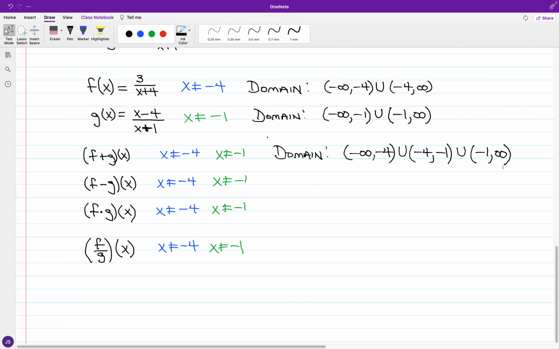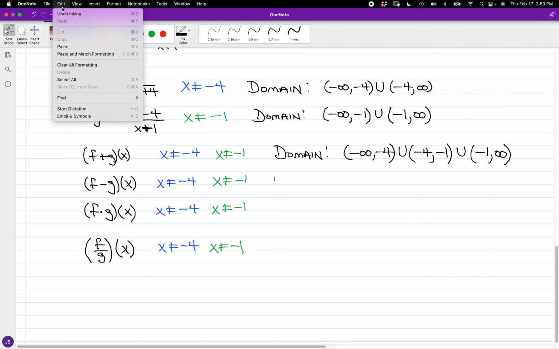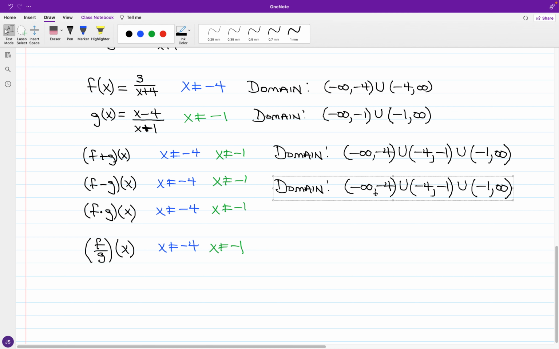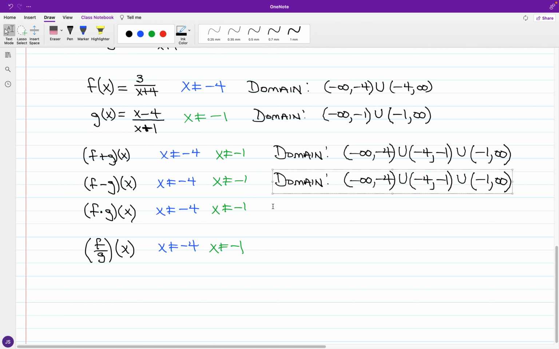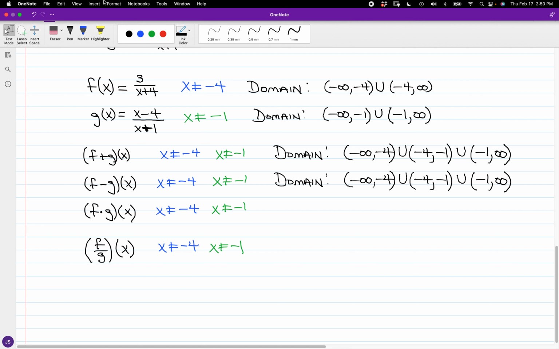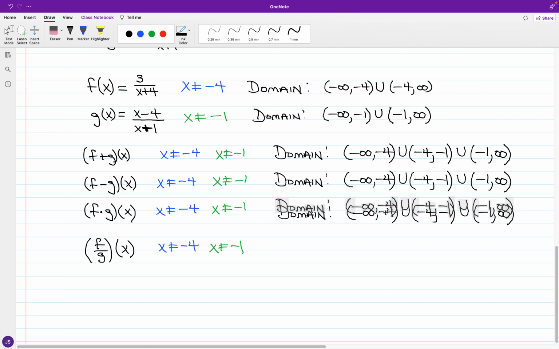And so we have sort of an inductive pattern. We have one exclusion, two subintervals, and for the sum, difference, and product functions, we have two exclusions but three subintervals. For the number of restricted values, the number of subintervals will be one higher.